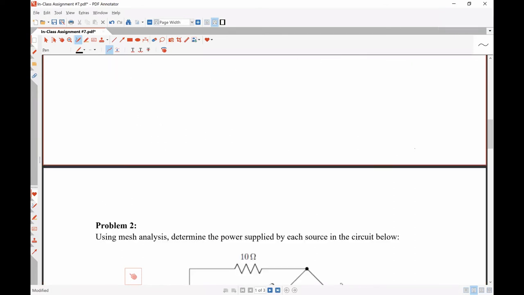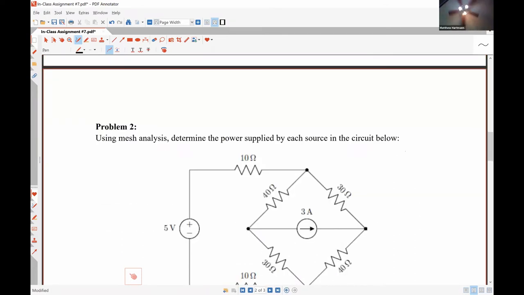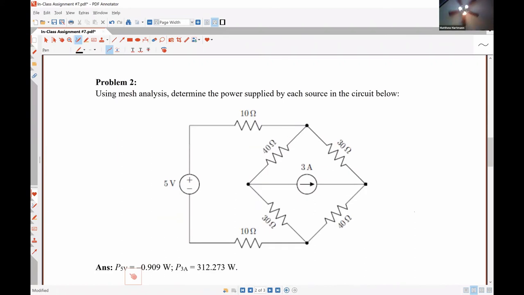No, sir. All righty. Let's move on to this guy. A little bit of an increase in difficulty. All right, so our mesh currents are not defined for us, so we're going to need to go ahead and take care of that. So I'm going to have a mesh current I1, I2, and I3. And I'll go ahead and clearly label the meshes as well.